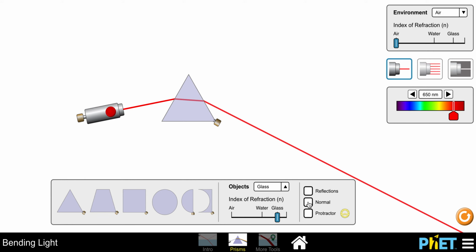And if I wanted to see, I could draw those normal lines on the prism at those points, and also show any sort of reflection events that are happening in there. But our main focus is going to be on the light that gets bent when it's traveling through this triangular shape.